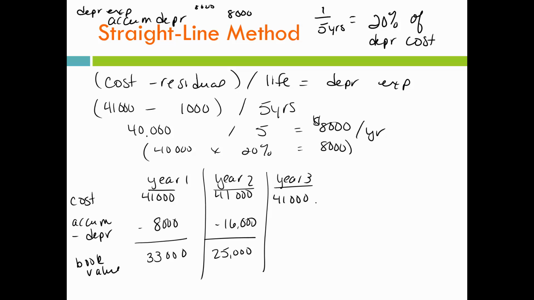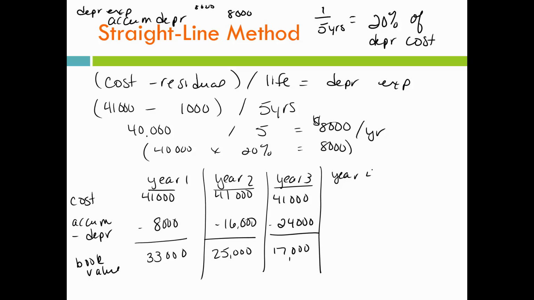In year 3, the truck is still sitting on my books at $41,000. But now I've done that $8,000 3 times, so the balance in accumulated depreciation is $24,000. So the book value is now down to $17,000. So accumulated depreciation keeps going up, and the book value keeps going down. The cost, the asset itself, doesn't change at all.